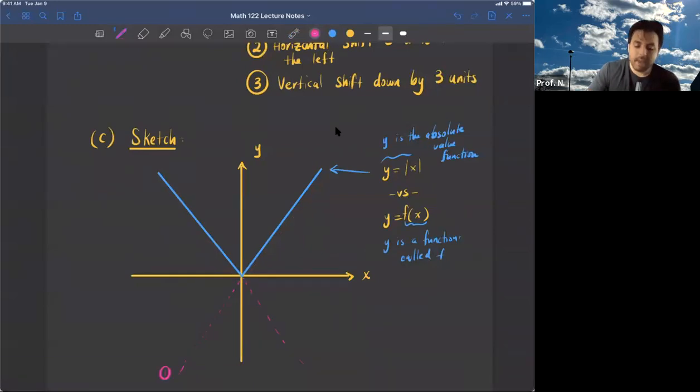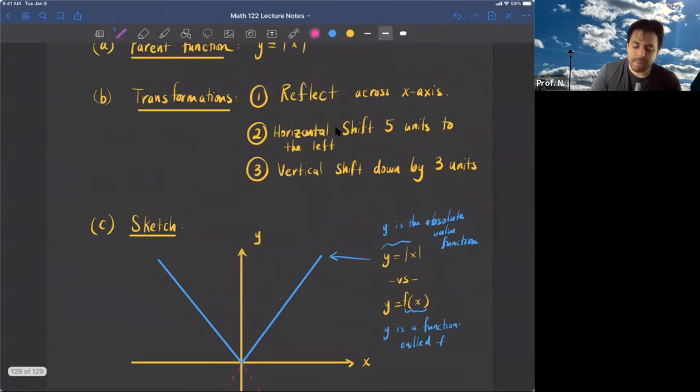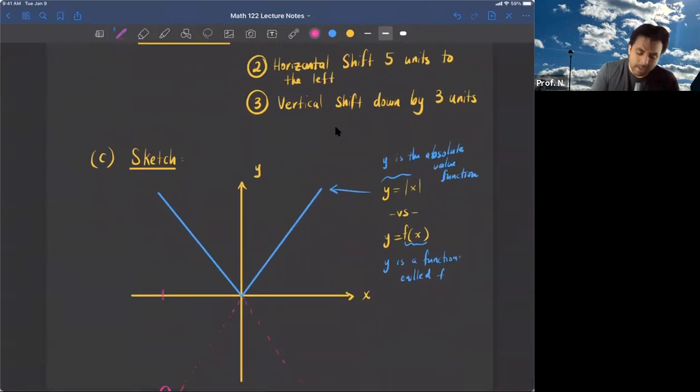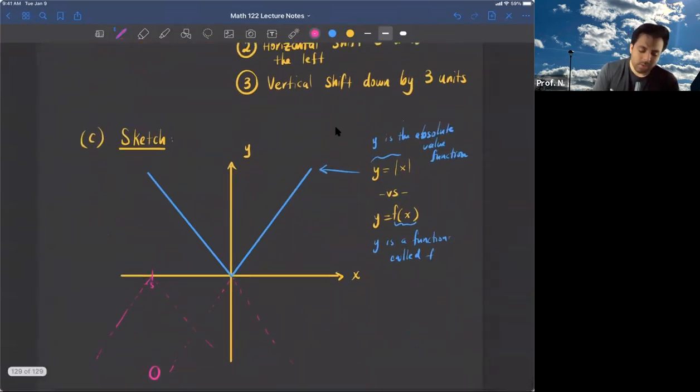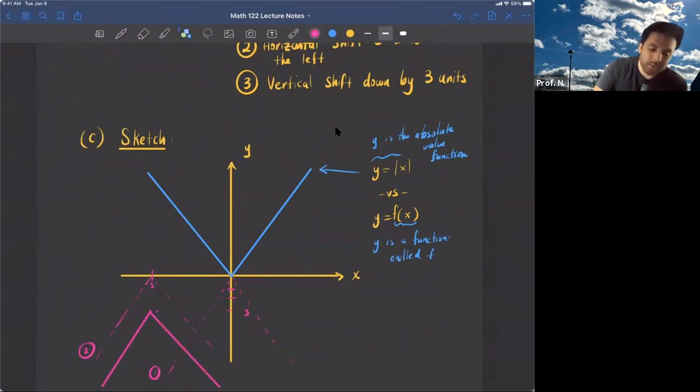Number two, what happens after that? It says a horizontal shift to the left by 5 units. So I use -5, right? And now this is my shift to the left. So my graph now goes from 1 to 2. And then after that, I vertically shift down by 3 units. So 3 units. So 1, 2, -3. I shifted down by 3 units. So then this should be the final graph, or at least a sketch.